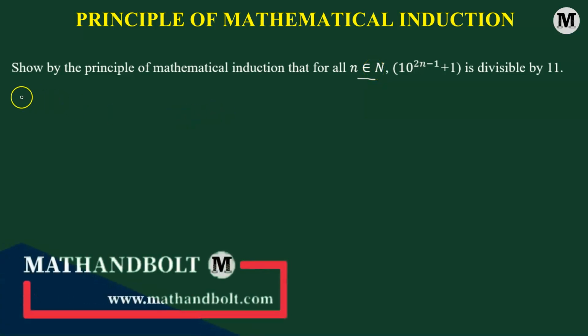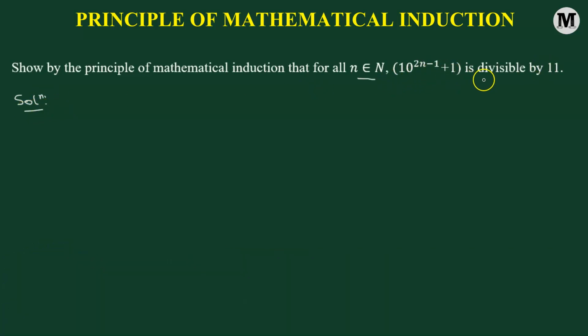Okay, let us begin. So how shall we proceed? Our first task is going to be converting this into a statement that 10 raised to the power of 2n minus 1 plus 1 is divisible by 11. So what we'll do, we're going to consider P(n), which is going to represent a statement. So let P(n) be the statement.